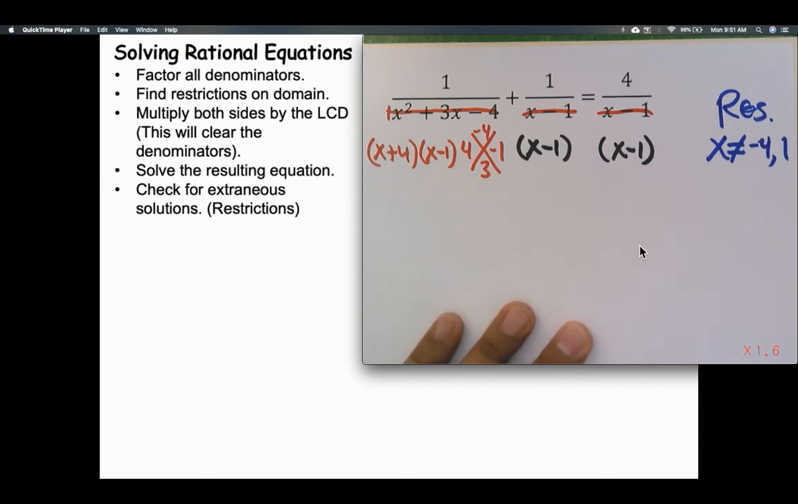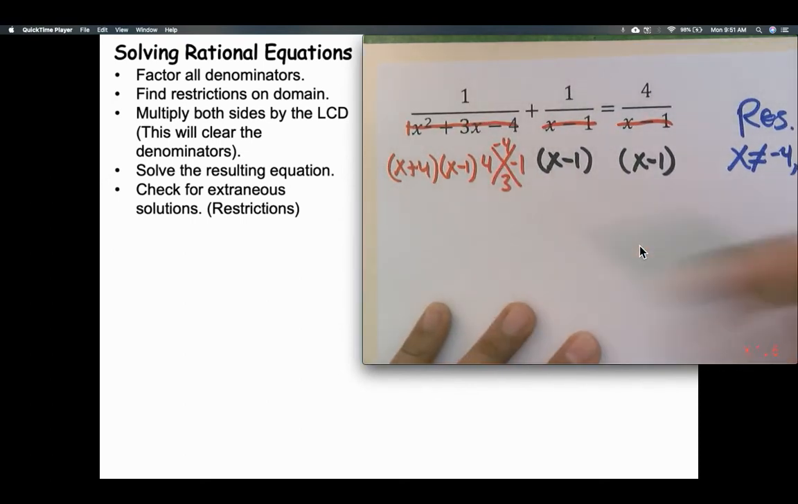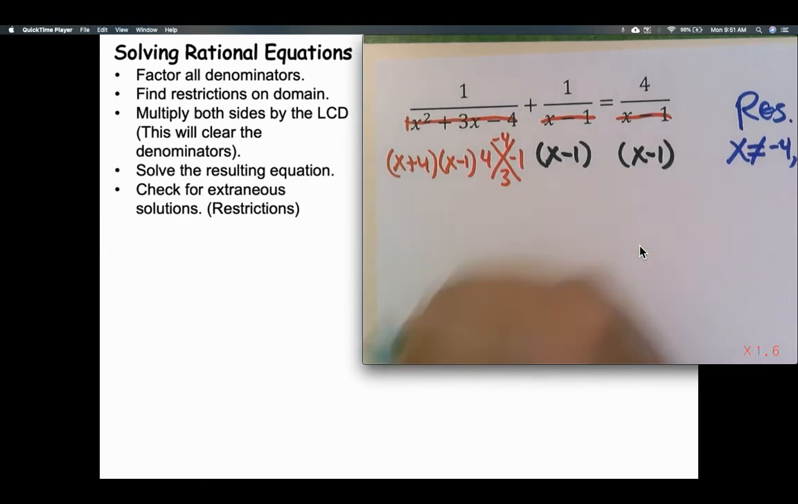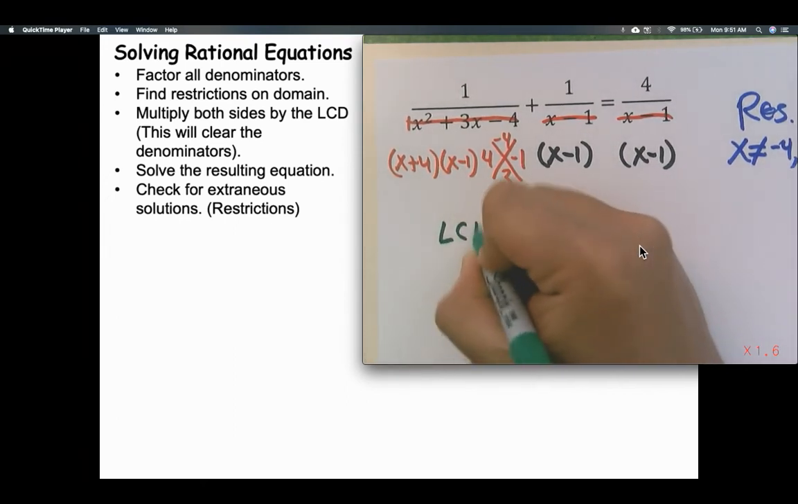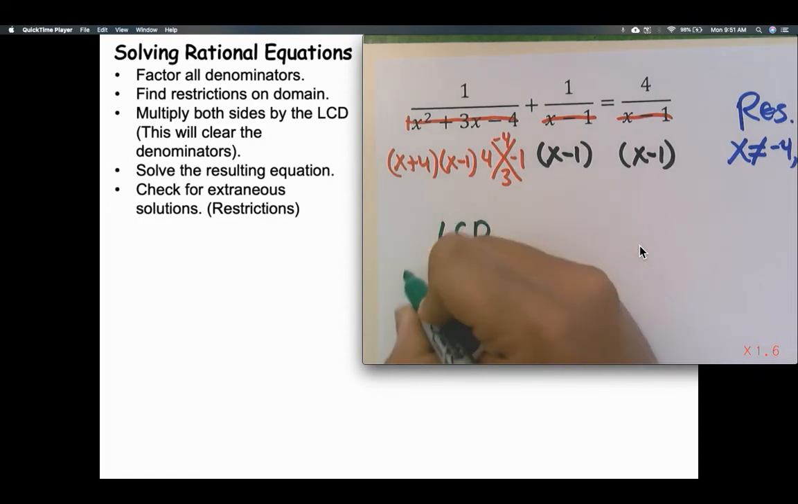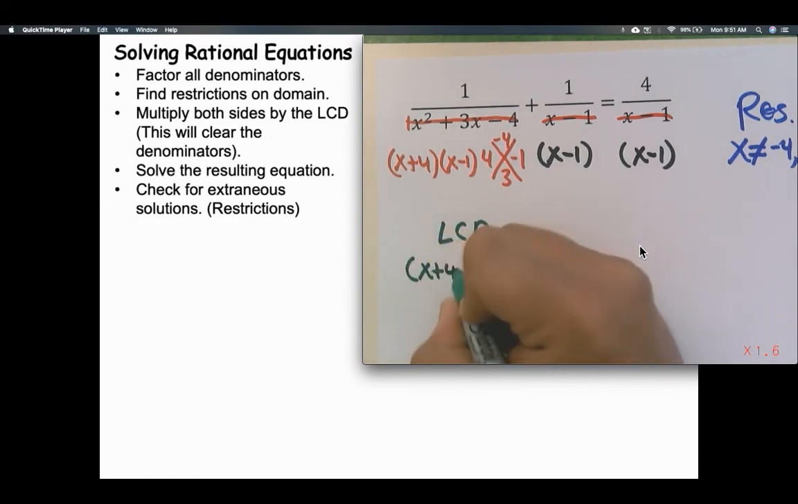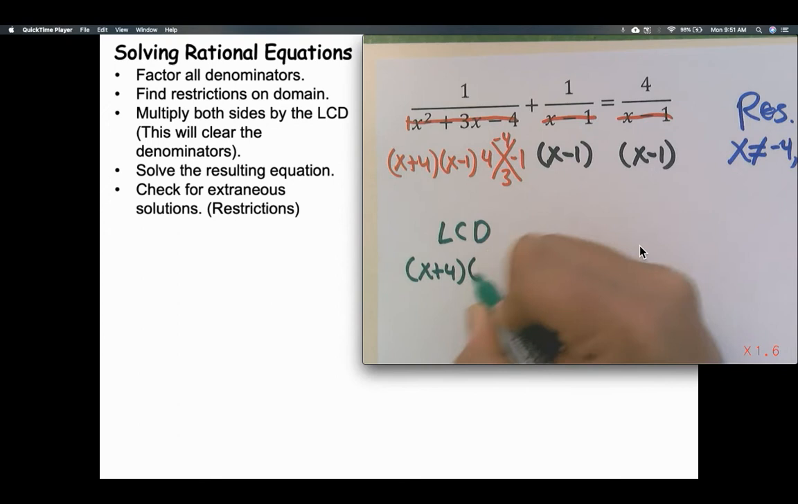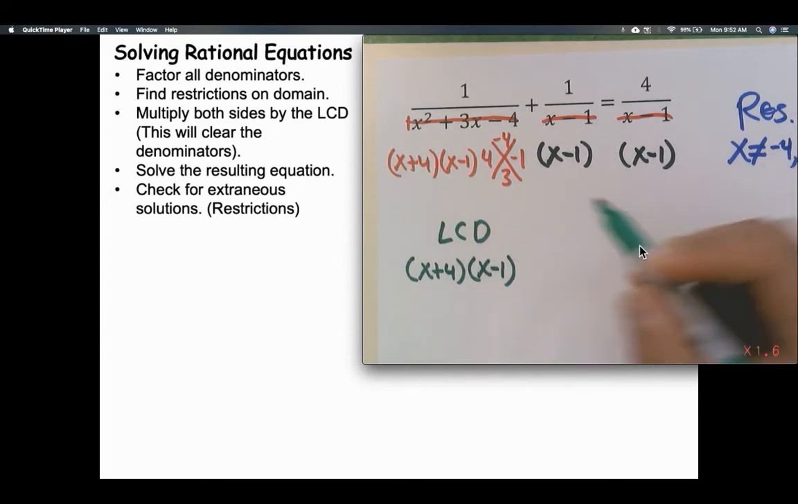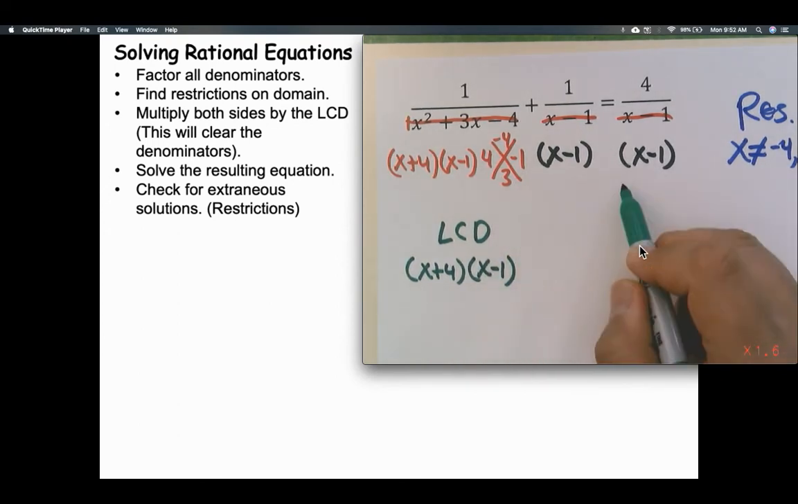Let's go ahead and multiply all my numerators by these. Oh wait, I didn't find my LCD yet. Oops. So let's find our LCD. From this first group, you got your x plus 4. You got your x minus 1. Okay. Let's see if we can bring anything new from these other two.